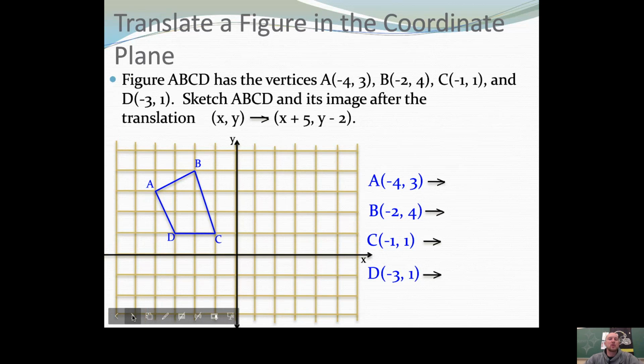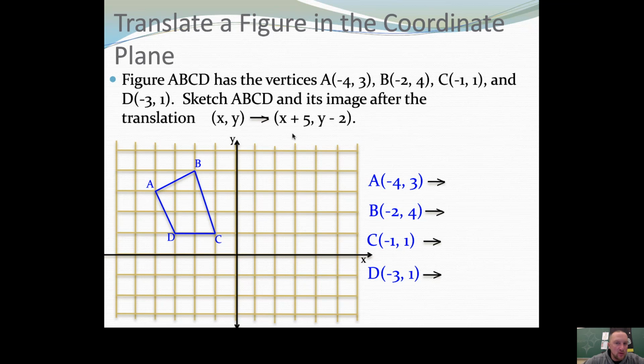So here's a good example. Here's figure ABCD. It's a four-sided figure. It has these vertices, A, B, C, and D. Sketch this figure ABCD and its image after the translation. So we already have this sketched. We already have these coordinates written down.